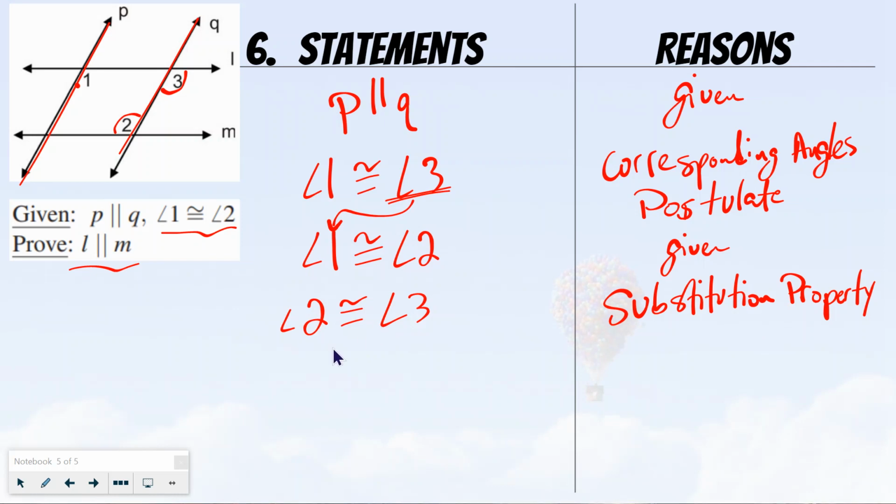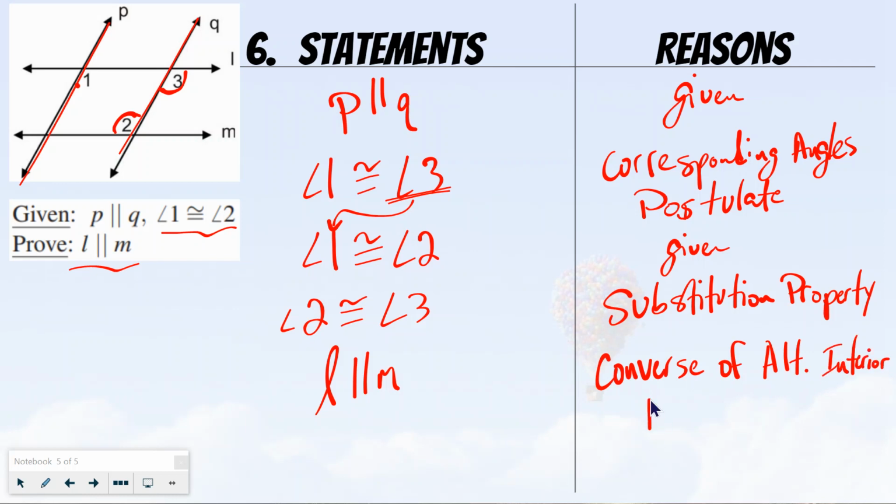Based on this, I actually know that lines L and M must be parallel. If I have alternate interior angles that are congruent, I can use the converse of that postulate to say that those lines have to be parallel.